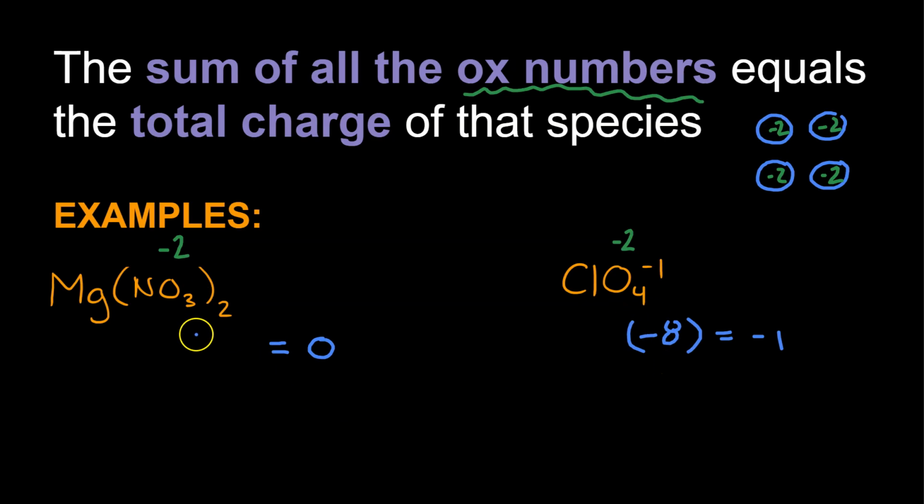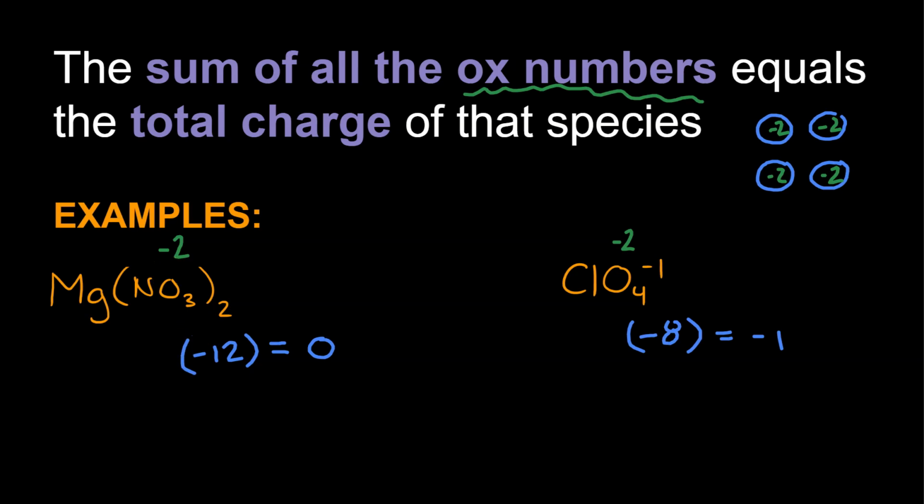Let's do the same thing over here. There are 6 oxygen atoms. 3 times 2 in the formula tells me there are 6 oxygen atoms. Each of them has a -2 oxidation number, and if each is -2, they deliver a total charge of -12. So that takes care of the oxygens.